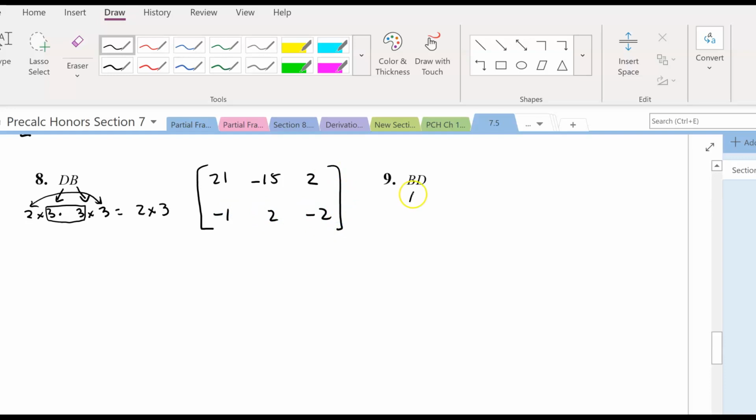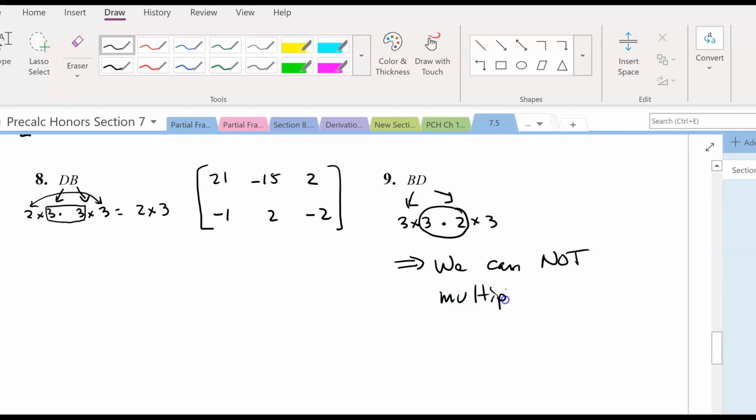Then for number 9, B is a 3 by 3, and D is a 2 by 3. So notice that these don't match anymore. So what that tells us is that we can not multiply these two matrices. Okay? All right, so that's number 9.